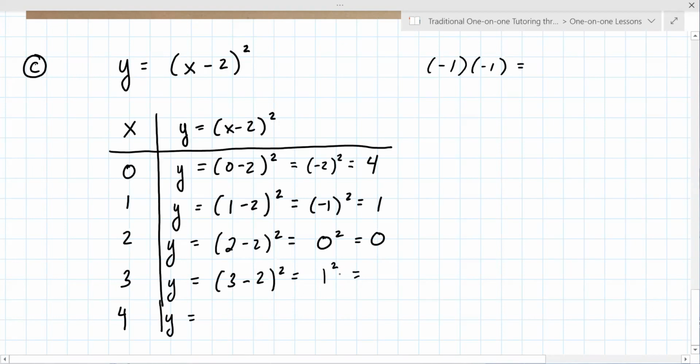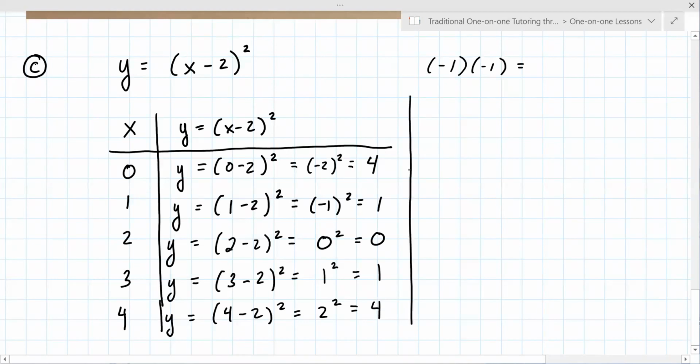1 times 2 is wait, 2. 1 squared is 1 times 1. Squared means you multiply it by itself. Oh, I'm sorry about that. Okay, I think I know. It's 1. Great. And for 4 right there, 4 minus 2 equals 2. It's gonna be 4. Very good.